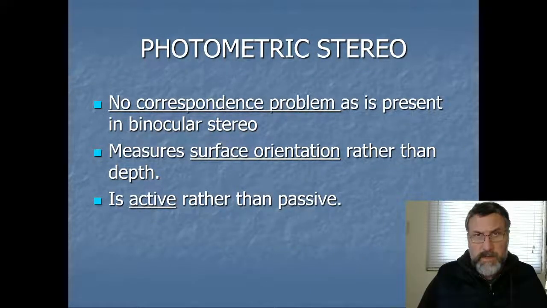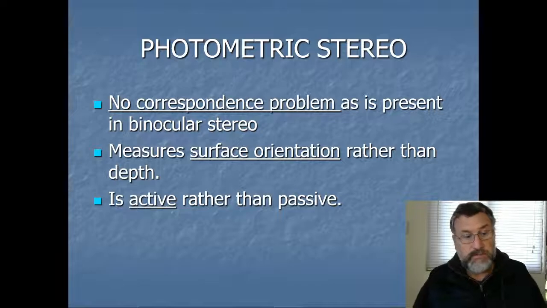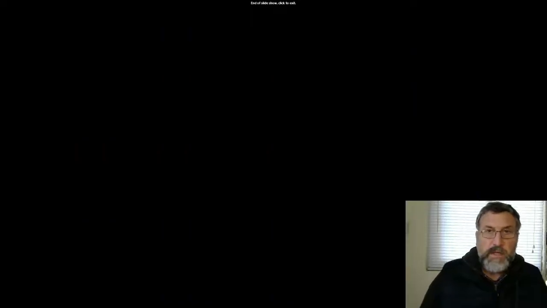So photometric stereo then, to recap on what we've been talking about a bit, has no correspondence problem, such as you get in binocular stereo. It measures surface orientation rather than depth. It's good for getting textures in 3D. And it is active rather than passive because you have these light sources in known positions. So that's the introduction to 3D machine vision.